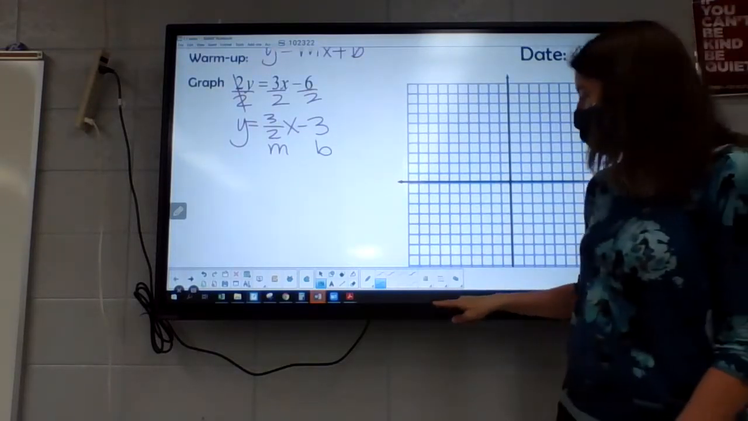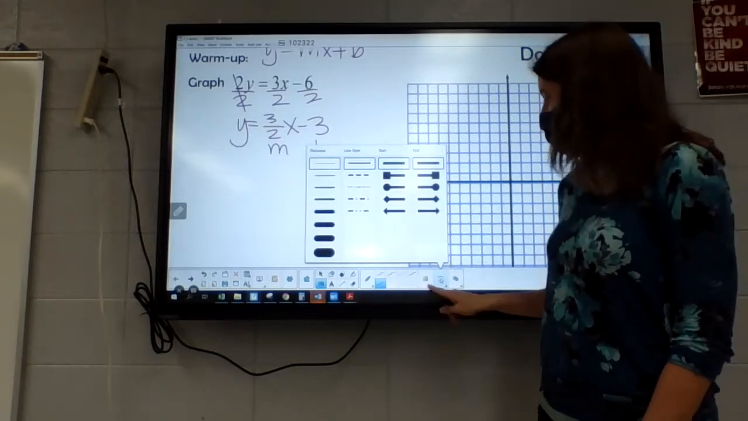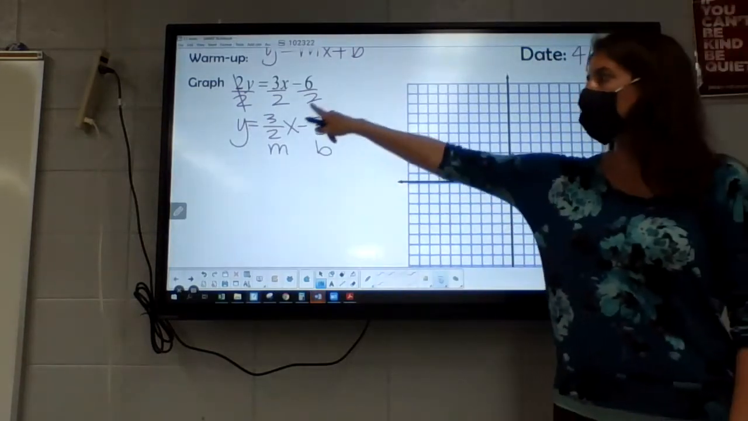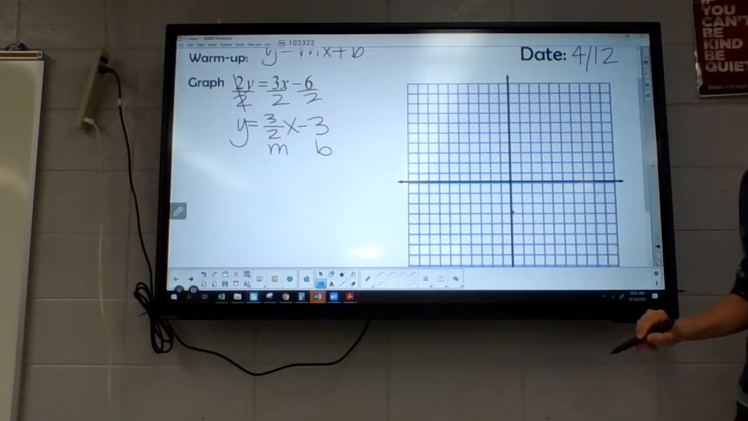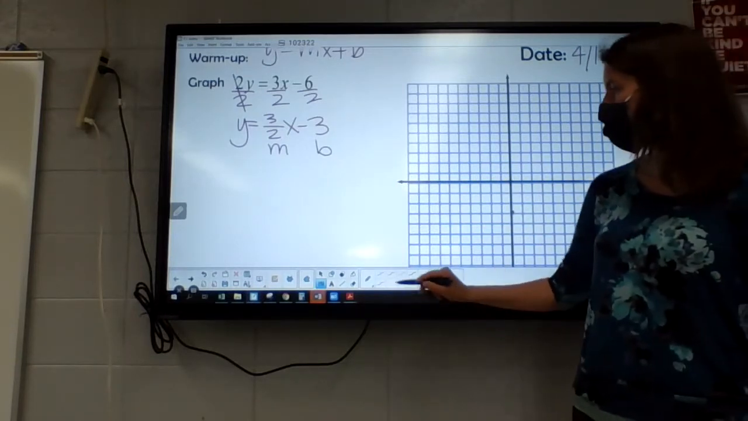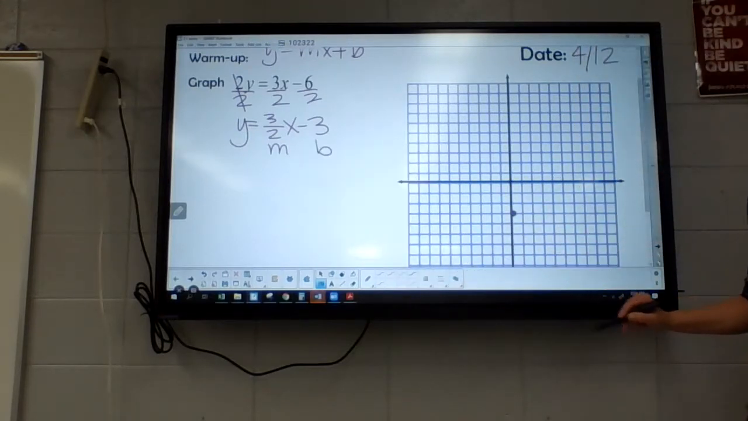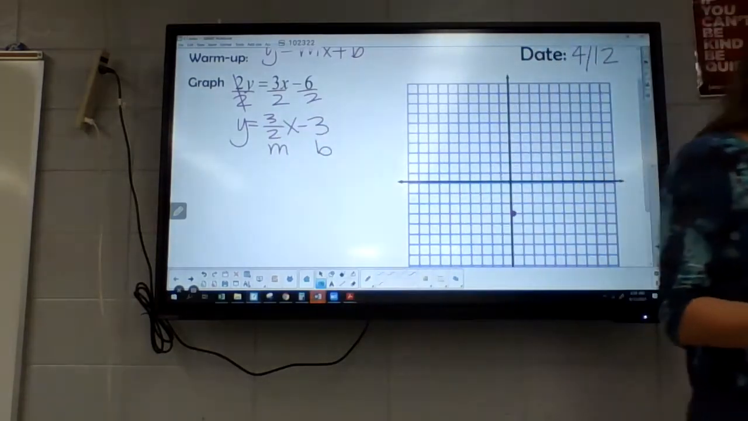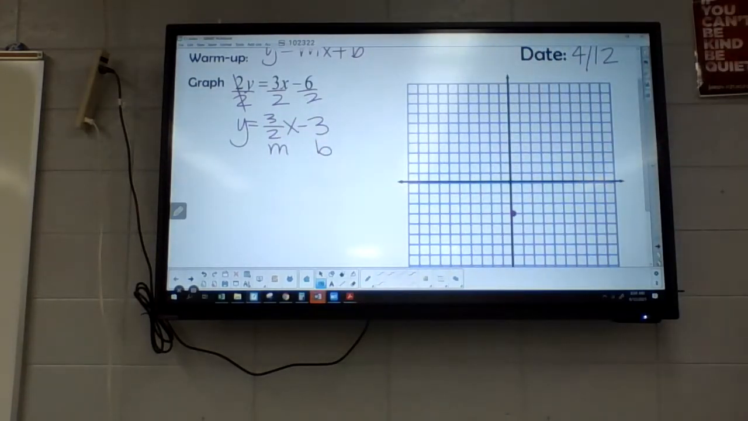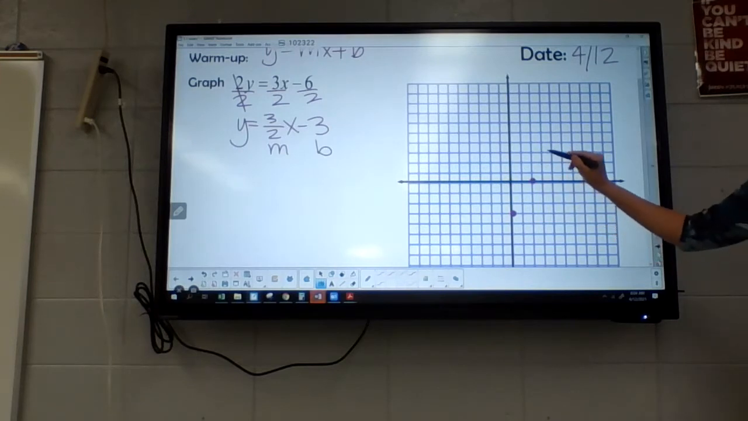So we'll graph this. We're going to begin on the y-axis at negative 3. So this is our beginning spot, negative 3. We'll put a dot there. Let me make a little bit bigger dot. And then I'm going to use my slope, which is 3 over 2, to move. From that spot, we always start on the y-axis, we're going to move up 3 and over 2. Up 3 and over 2.